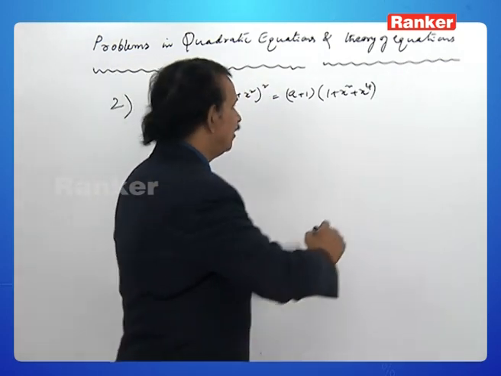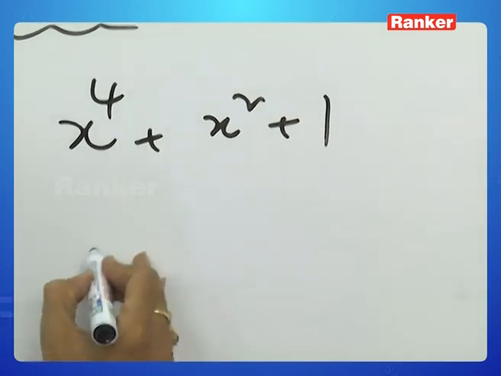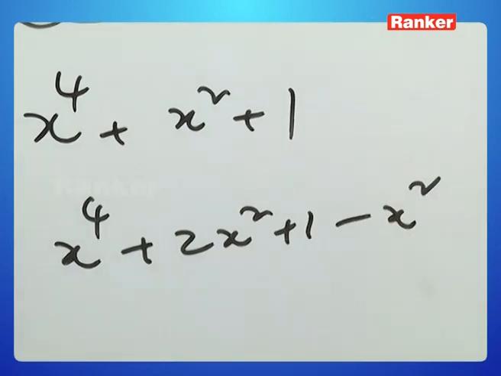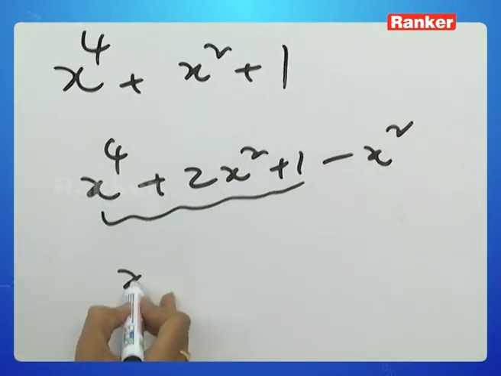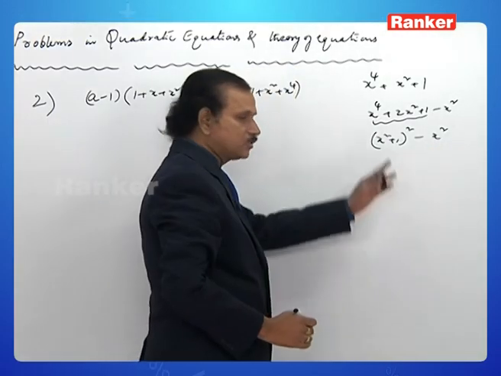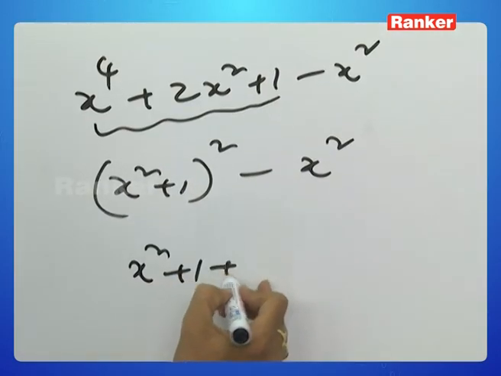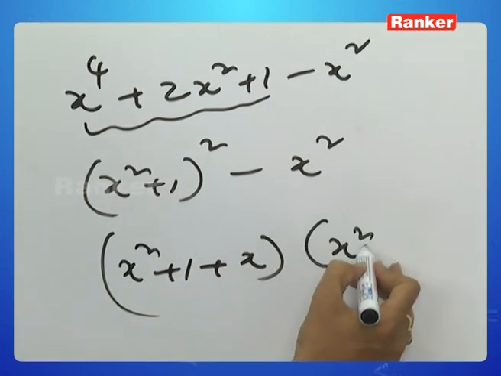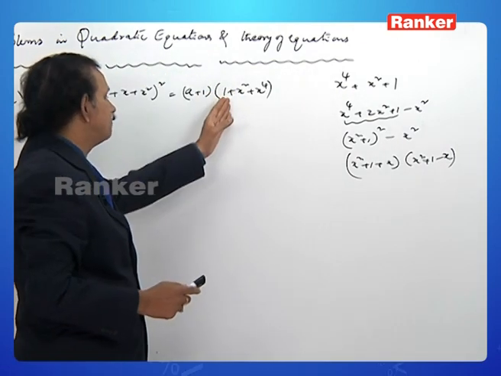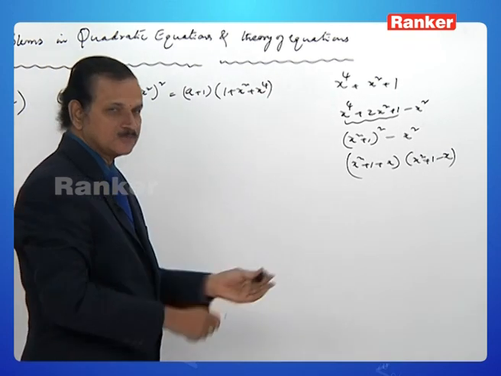On the right hand side, we have a special expression, namely x power 4 plus x square plus 1. This can be taken as 2x square plus 1 minus x square. This is just x square plus 1 whole square, minus x square. This looks like a square minus b square, that is (a plus b) into (a minus b). Therefore, we can write 1 plus x square plus x power 4 as (x square plus 1 plus x) into (x square plus 1 minus x).